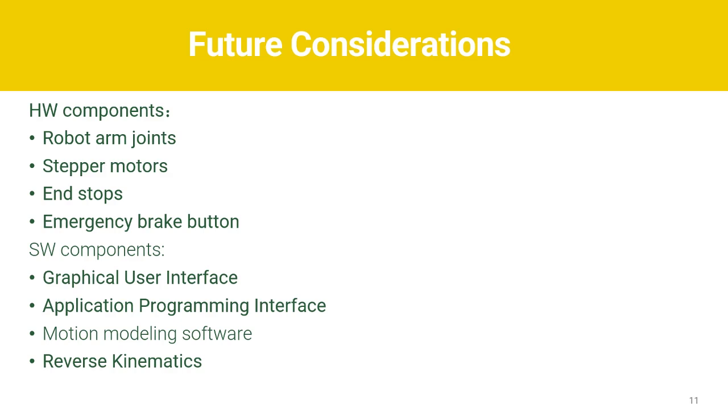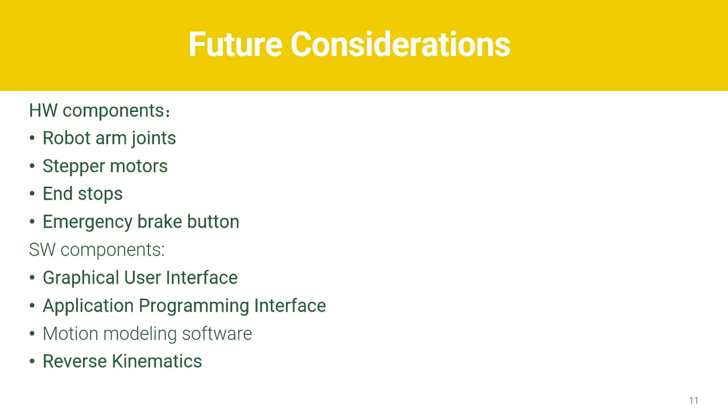The last component in hardware is the emergency brake button. It can be used to ensure the safety of users and prevent any potential damage. We will add a kill switch to the robot arm. This switch will be designed to immediately shut down the robot arm in case of any emergency or malfunction.